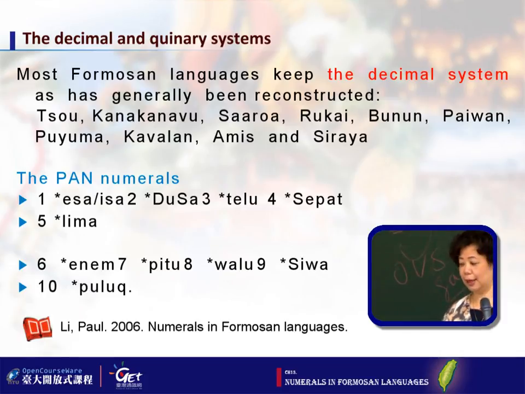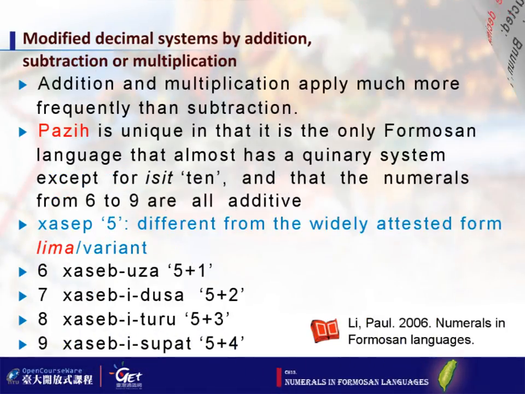to count. They are using a very similar system. Even the pronunciation is similar, probably only with minor modification, but they are mutually intelligible with this system, especially Lima. Okay, Lima, number 5, is very common throughout all Austronesian, I mean throughout all Formosan languages, including the ones in the Philippines. Okay.